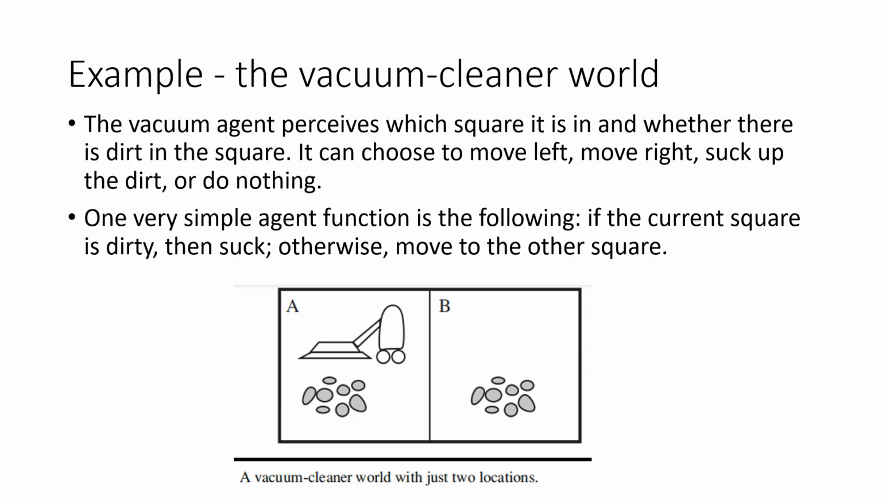So one very simple agent function is the following. If the current square is dirty, then suck, otherwise move to the other square. That is the vacuum cleaner world example.